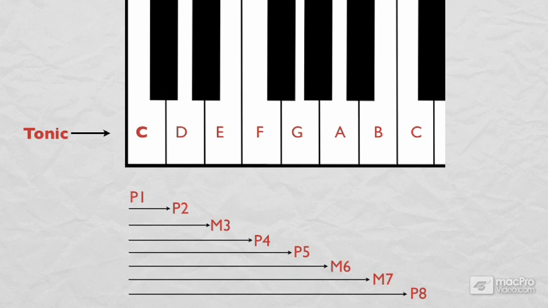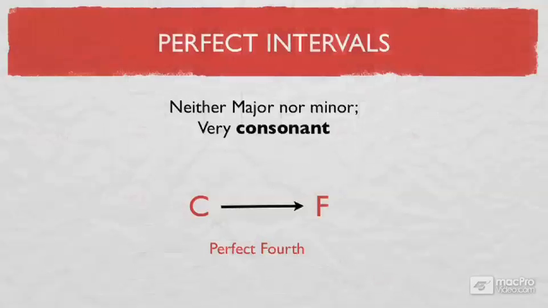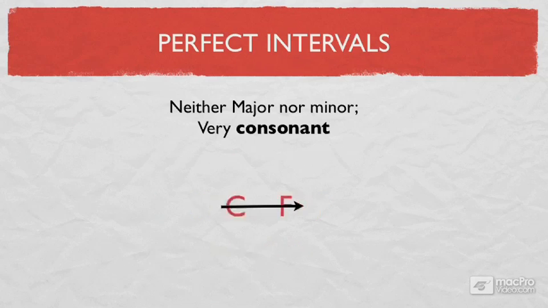You'll notice that fourth and fifth intervals are designated as perfect. The reason for this is that these intervals are very consonant. They're neither major nor minor, and their inversions are also perfect. For example, if we take the interval C to F and then flip it around to get an F to a C, we have a perfect fourth, which then becomes a perfect fifth. Other perfect intervals are the unison and the octave.